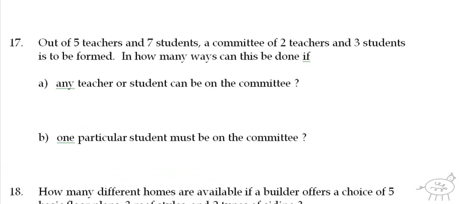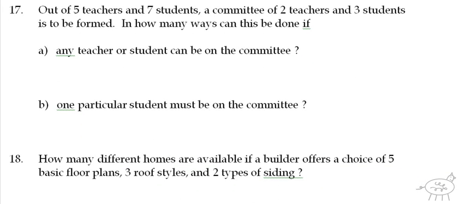Okay, 17. Out of 5 teachers and 7 students, a committee of 2 teachers and 3 students is to be formed. How many ways can this be done? It's a committee. It's a group of people. Any teacher and any student can be on the committee. So it's just going to be 5C2 times 7C3. Okay? 5 teachers pick 2, 7 students pick 3.